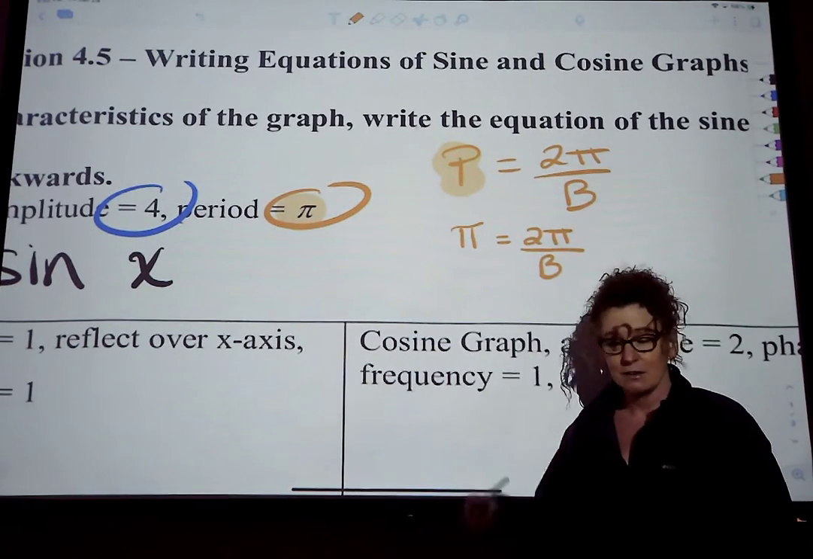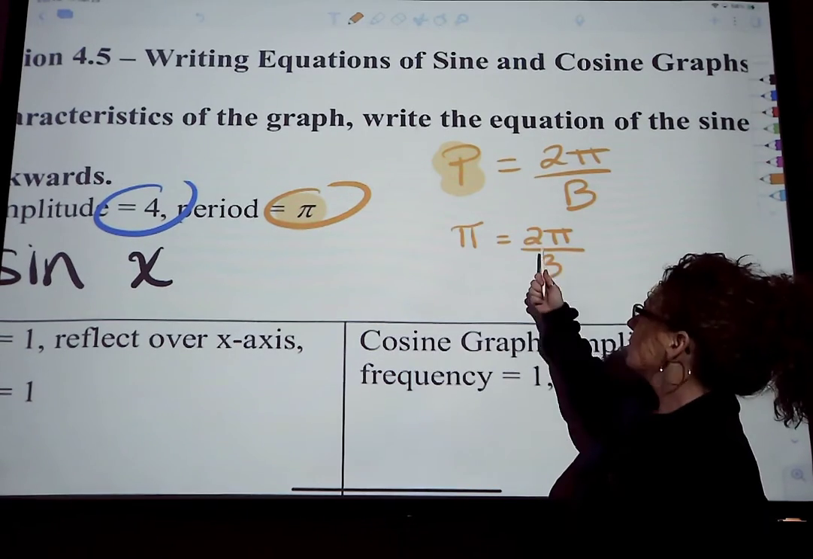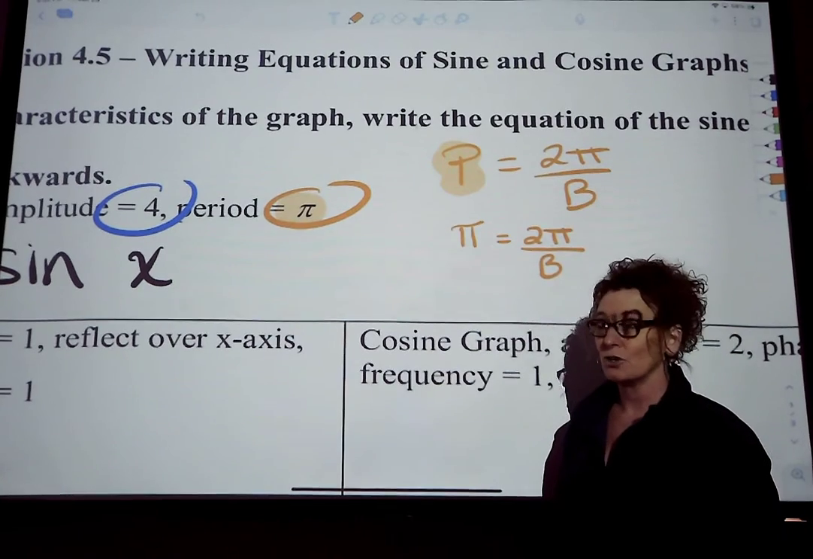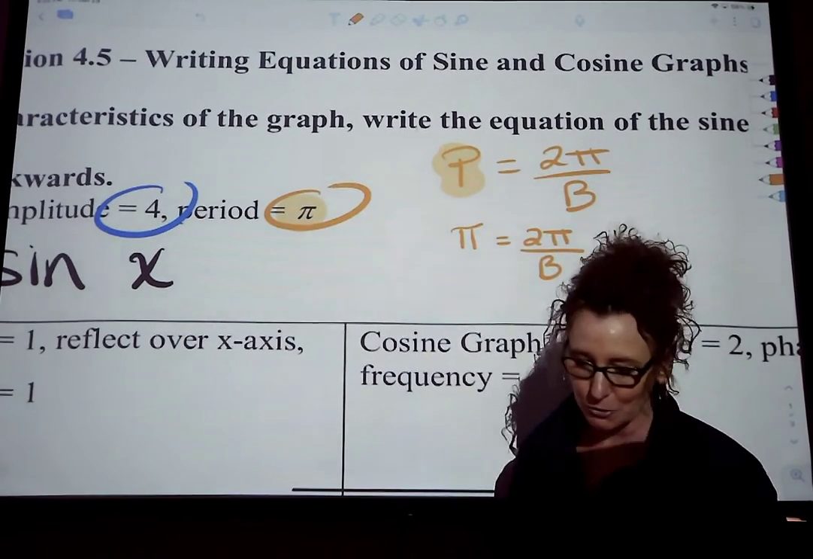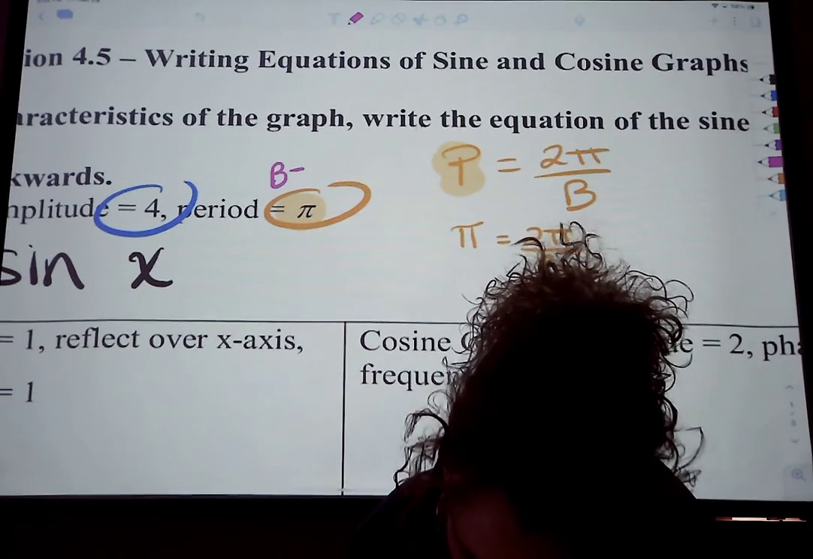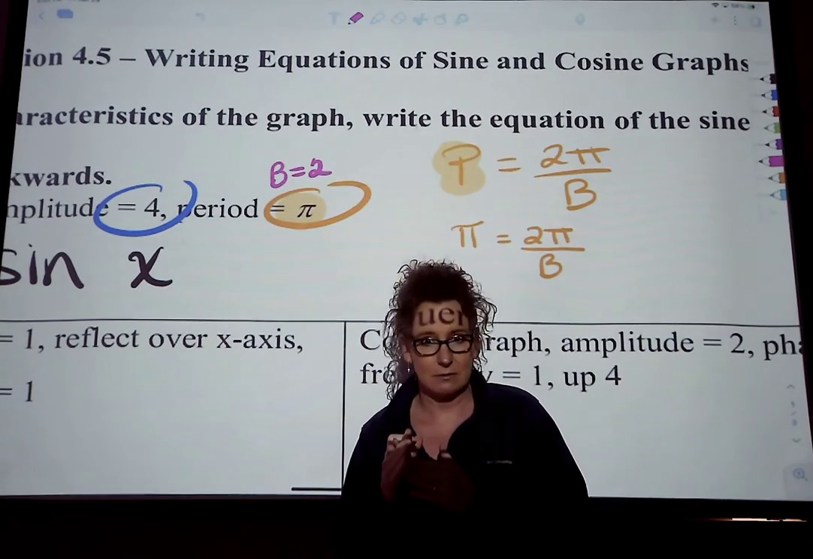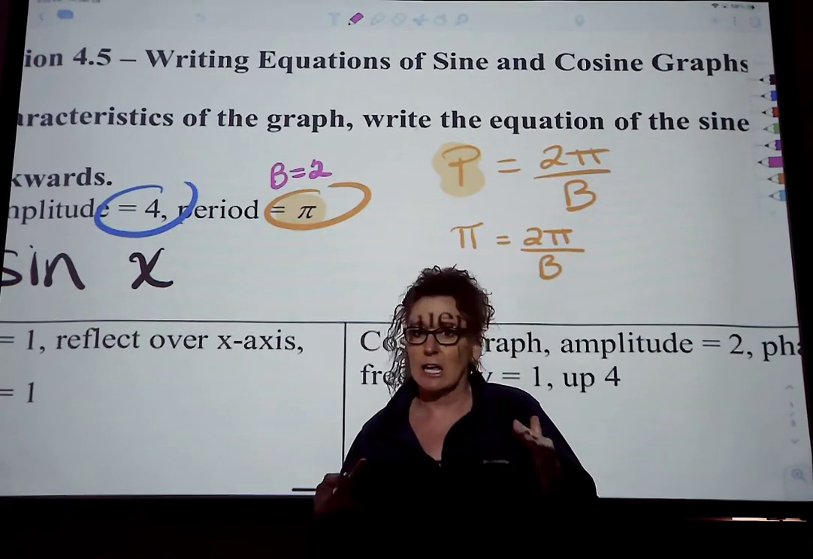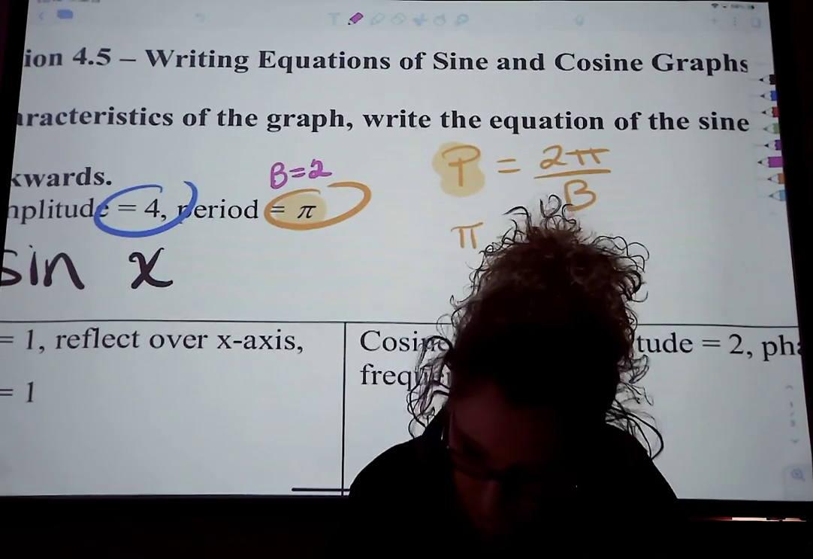Many of you automatically know what b is. What do I have to divide 2 pi by so that I get pi? 2. B is 2. Now, time out for a second. What if you didn't know that? There's a way for you to figure it out. You can solve that equation if you couldn't come up with 2 in your head. Not a big deal. Watch, here I go.